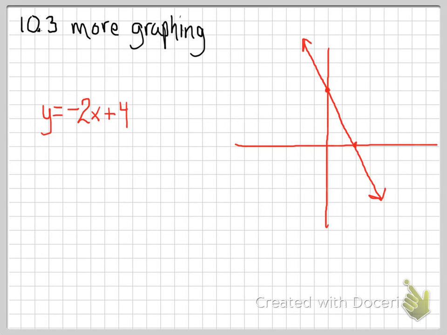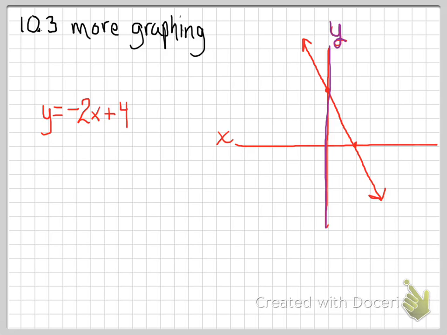So this is 10.3, and it's just more about graphing. It gets into specifics about where the line crosses the axes. So if you remember, this is the x-axis, and this line is the y-axis. Here, let me color them different. So the purple will be the y.